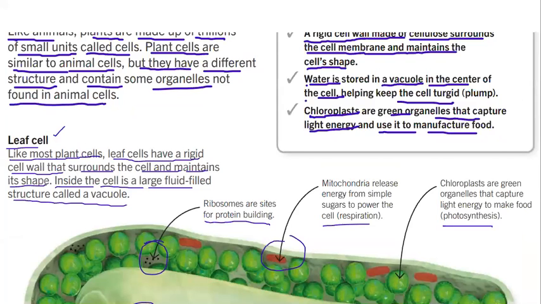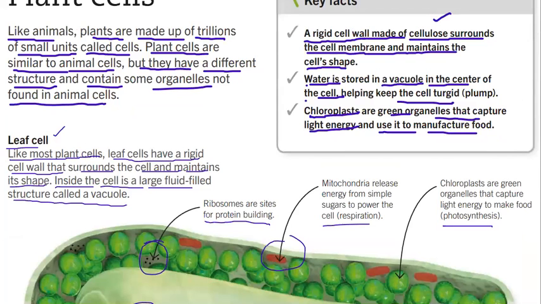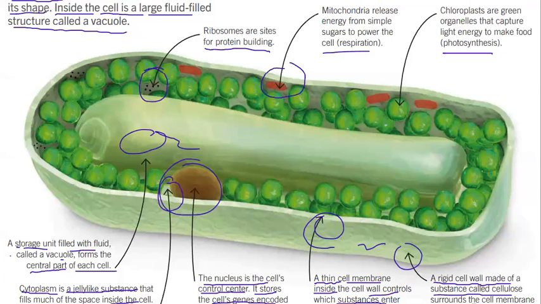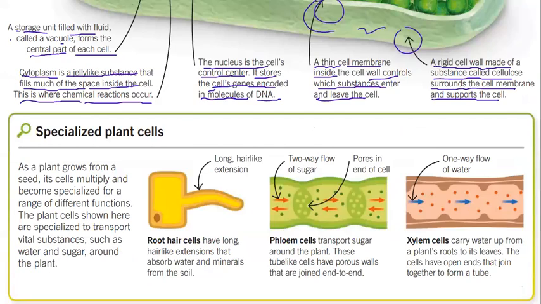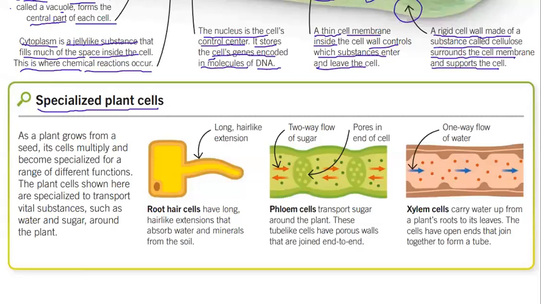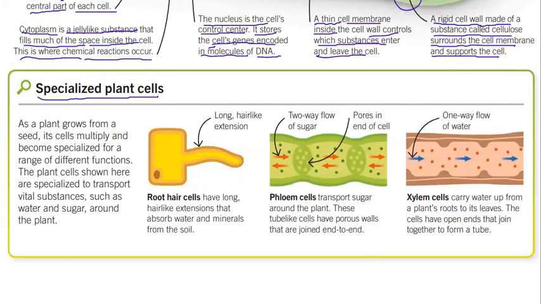So finally, what are chloroplasts? Chloroplasts are green organelles that capture light energy and use it to manufacture food. That is called photosynthesis. The phenomenon is called photosynthesis. Now we'll see what are specialized plant cells. Root hair cells, phloem cells, xylem cells. So these three types are there.